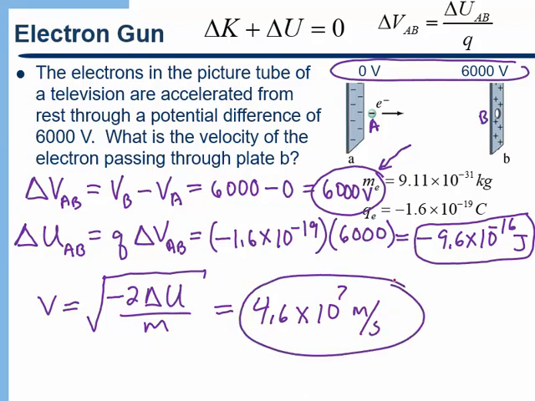Okay, so again, notice what we did. We went from delta V, the electric potential difference, we figured that out first. Then we found the change in potential energy that that particular charge went through. And then finally, we used the work-energy theorem.